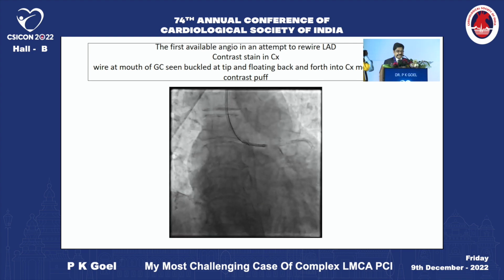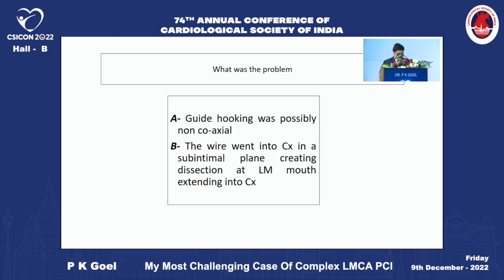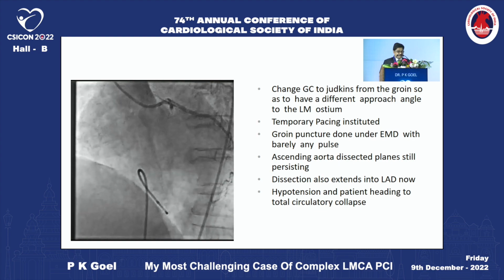And this is the first available angio in an attempt to rewire the LAD. There's contrast stain in the circumflex, and the wire at the mouth of the guiding catheter is seen buckled at the tip and floating back and forth into the circumflex mouth with contrast puff. So what was the problem? Guide hooking was possibly non-coaxial, and the wire went into circumflex in the subintimal plane, creating a dissection at left main mouth. And that is it.